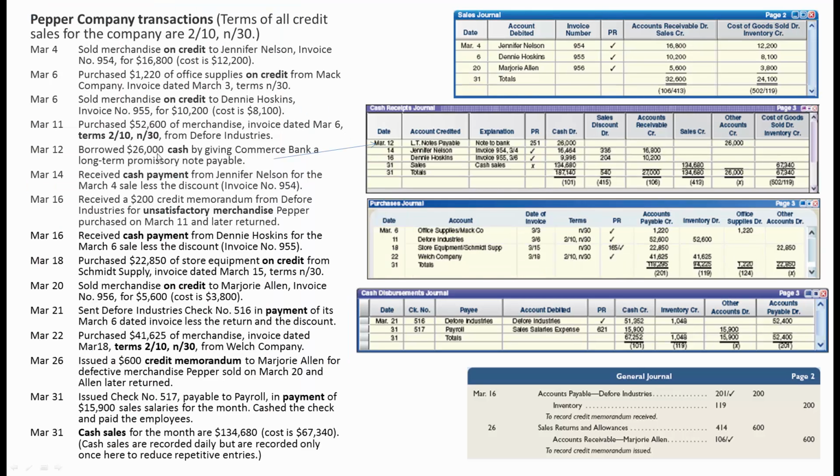Next, we're going to borrow $26,000 cash from Commerce Bank, and so we'll go into our cash receipts journal where we record everything related to cash. So the account credited will be long-term notes payable. The debit will be to cash for $26,000, and our other account will be credited.